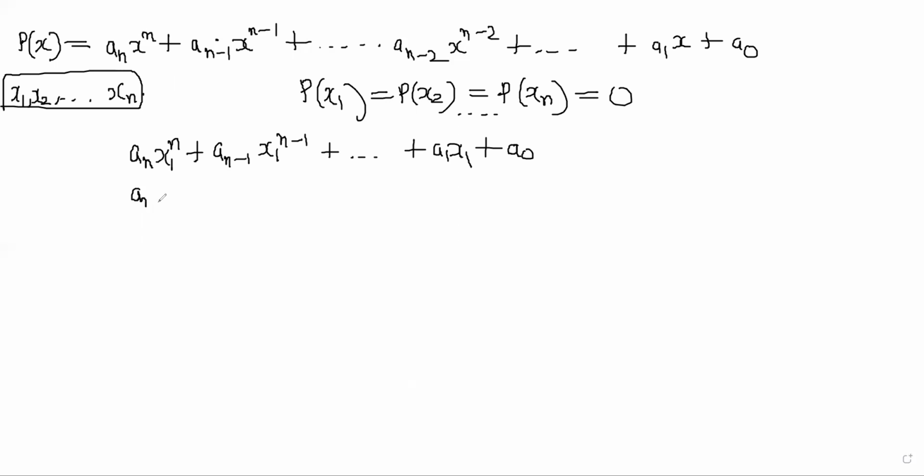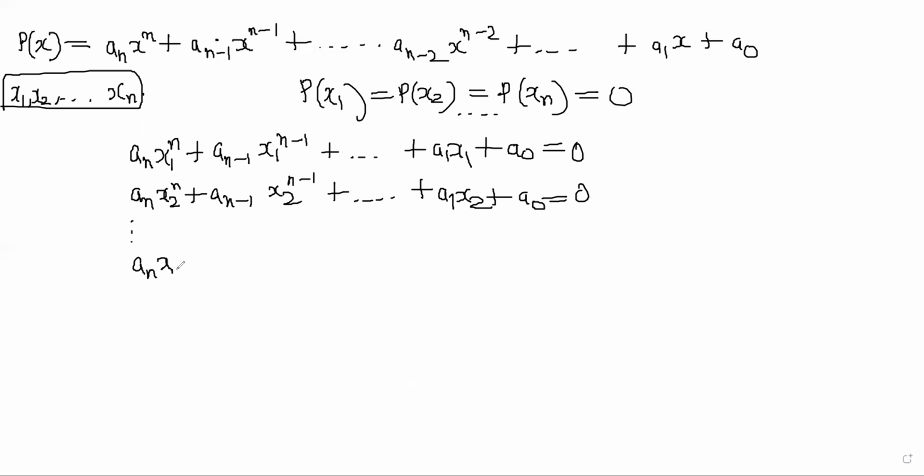Another equation will be an x2 power n plus an minus 1 x2 power n minus 1 plus so on a1 x2 plus a0 is equal to 0. We are just substituting the roots in this equation. And lastly, the last equation will be an xn power n plus an minus 1 xn power n minus 1 plus so on plus a1 xn plus a0 is equal to 0, right?